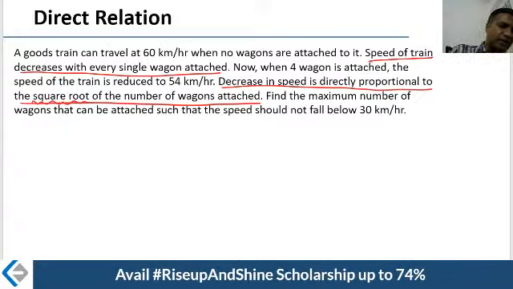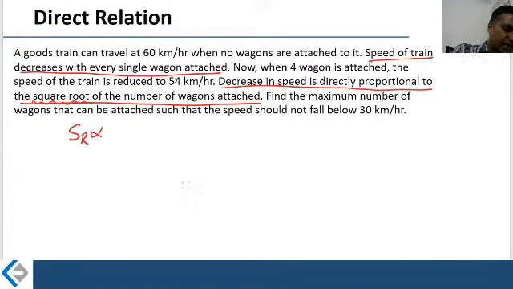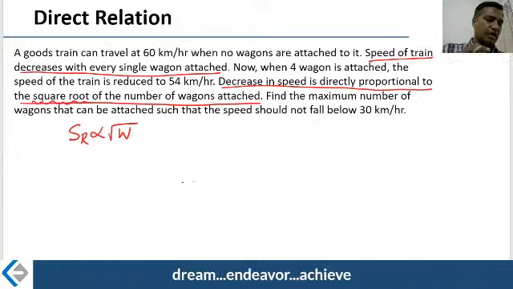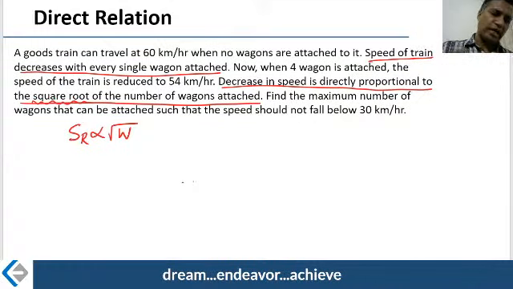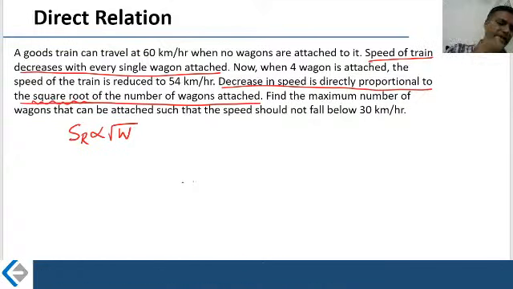So what is happening? Reduction in speed. Let me write it as SR. Only those two underlined statements I'm connecting now. Reduction in speed is directly proportional to the square root of the number of wagons attached. Let W be the number of wagons attached. You can write N also, absolutely no problem. I'll write W as the number of wagons attached. Therefore, reduction in speed is this.